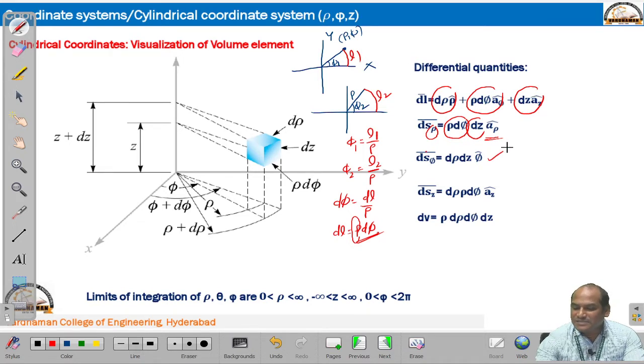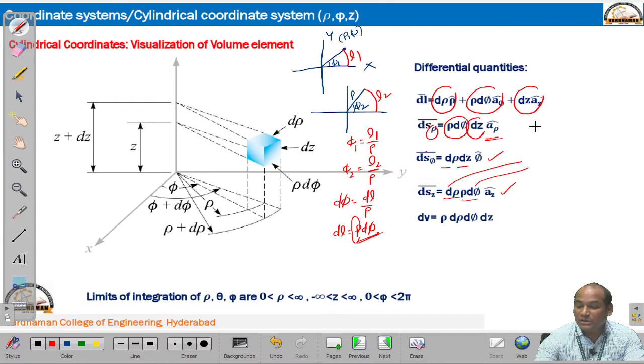In this particular case, the surface has been created because of the changes in rho and changes in z. That means the surface direction is the a phi direction. And then in the third case, dS z is due to the changes in rho, d rho, and the changes in phi, rho d phi. If you multiply these two differential lengths, you will get the surface dS z. That surface has been created because of the changes in rho and phi, and that surface direction is in the a z direction, like that we are taking.